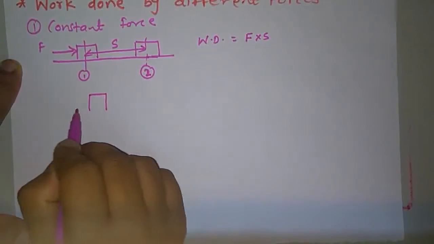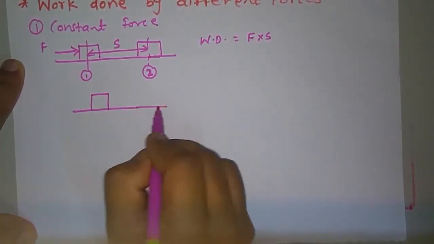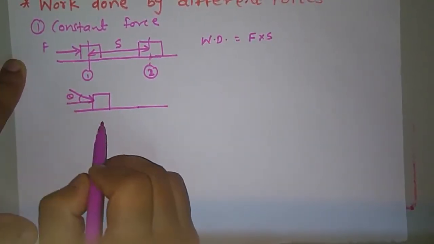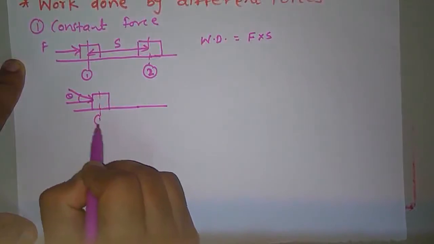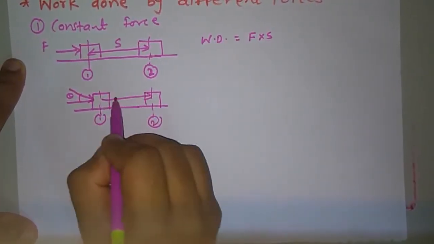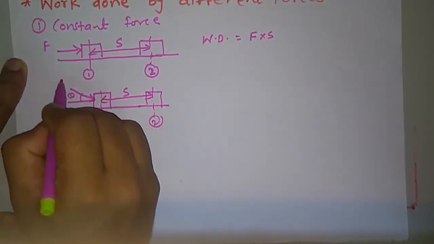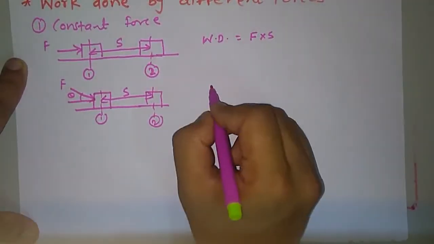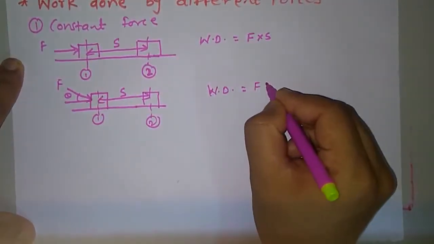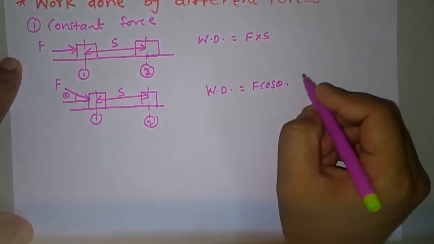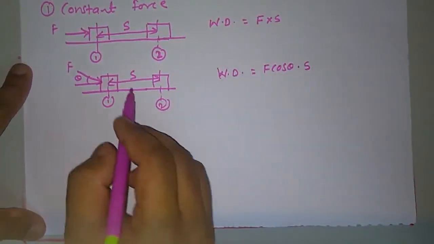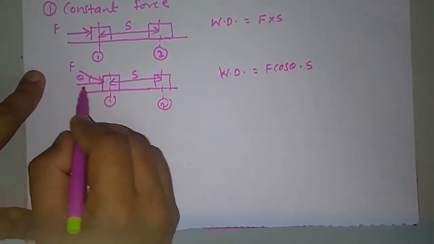Now let's suppose there is a force acting on a block which is inclined at angle theta. The initial position is 1 and the final position is 2. The displacement is S. This is force F. So in this condition, what is work done? So work done is F cos theta into S. Right? Now we will see the different conditions in this, means different angles.